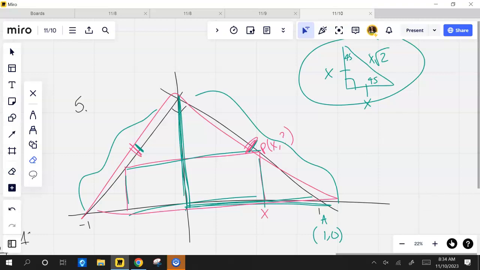I'm going to pull this triangle out for a second. This is the big triangle. This is 2 across the bottom. These are the same, which means this has to be 2 over the square root of 2. Right? Because this is an isosceles, right? It's a 45, 45, 90 triangle.